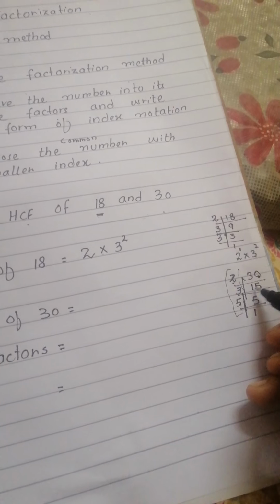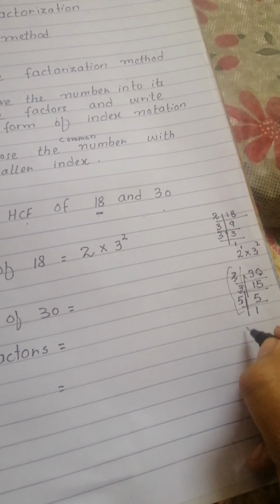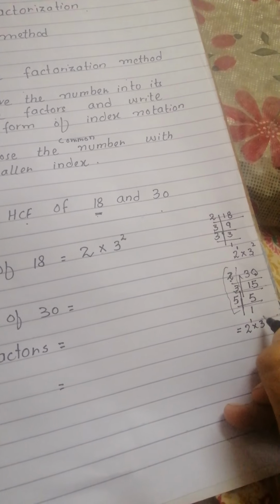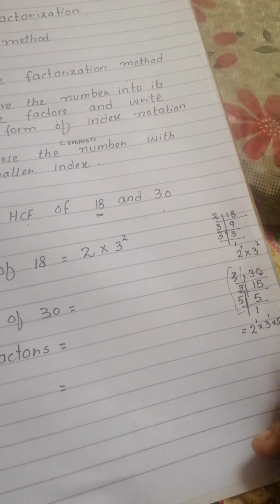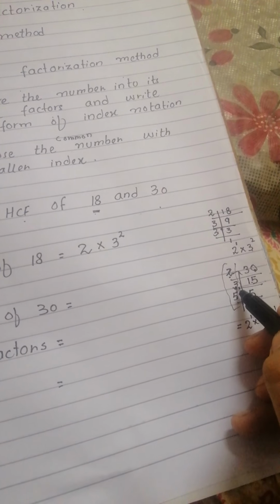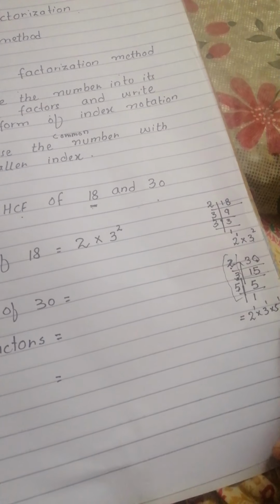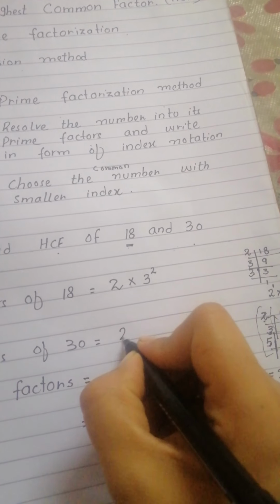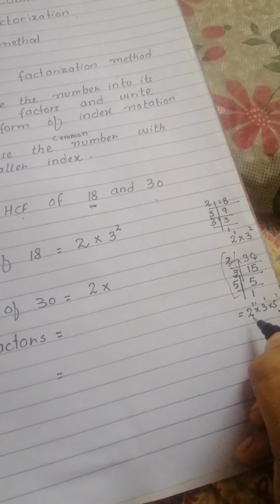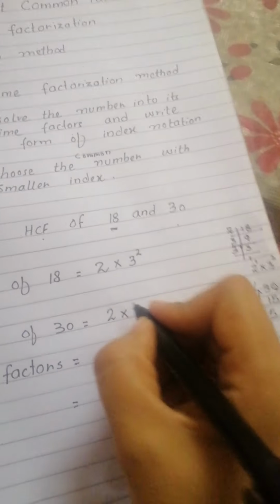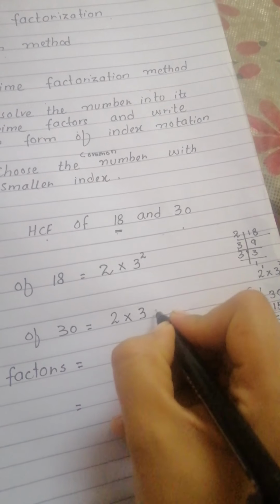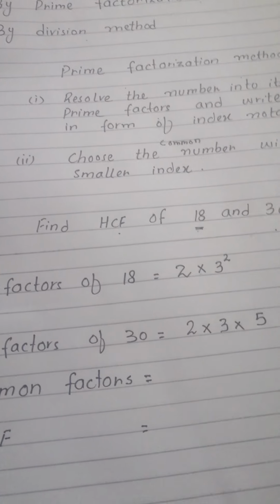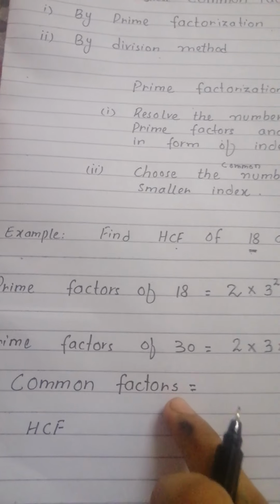So the numbers in index notation are 2 power 1, 3 power 1 and 5 power 1. It means 2 is 1 time, 3 is also 1 time and 5 is also 1 time. So 2 power 1 simply means 2. Power 1 can be ignored. So you can write it as 2 into 3 into 5. Is it clear?